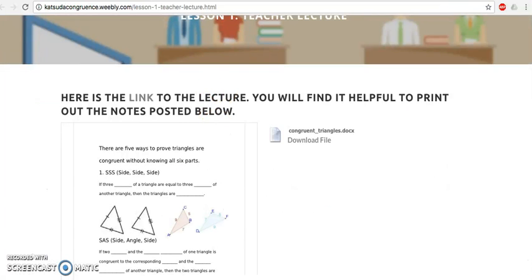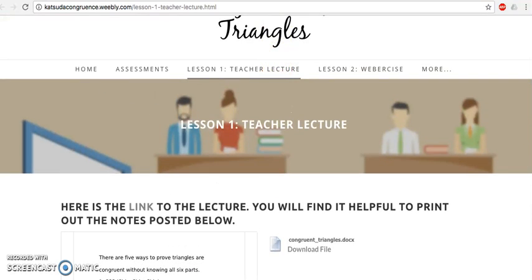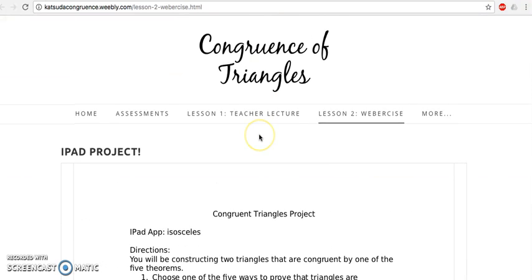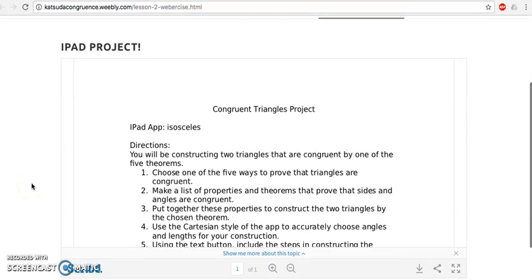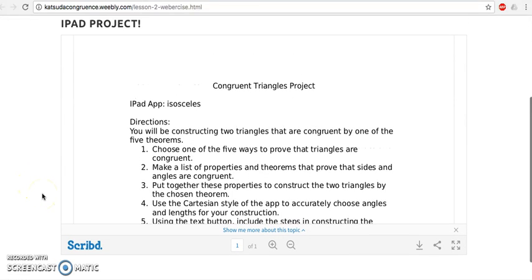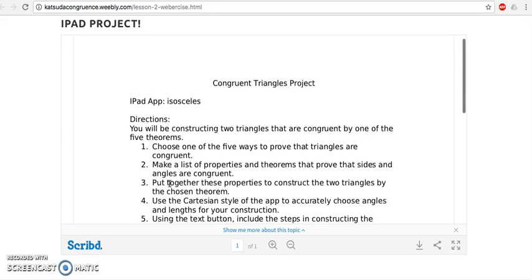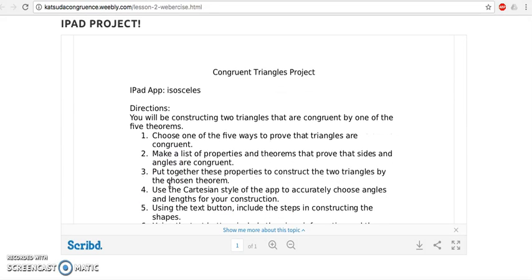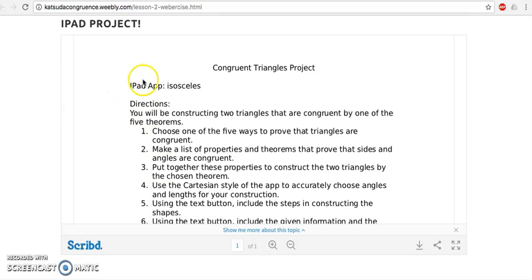So that was lesson 1, the teacher lecture. The next one is the iPad project. I consider it kind of a project, quote-unquote project, but it doesn't really have to be a project. It can be more of a homework assignment too. They're going to be using the iPad app Isosceles.